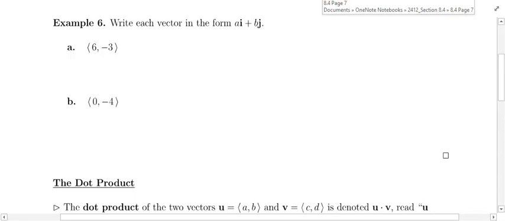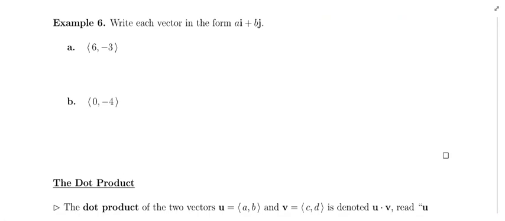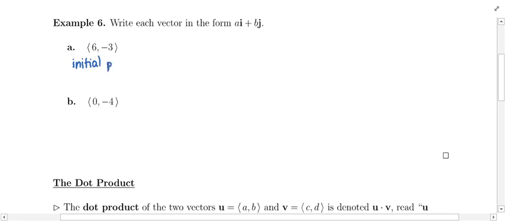Okay, if we go to the top of page 7, let's do some practice with example 6. It says write each vector in the form AI plus BJ. Okay, we have parts A and B, both are given to us in component form. We're just going to convert them over to AI plus BJ. Okay, so when you look at part A, we have the vector 6, -3. Okay, so again, if you were to draw this out, which we won't do, but I'll jot it down, the initial point here is the origin. The terminal point is going to be the point 6, -3. Okay, that's what it would look like if you were to draw it out.